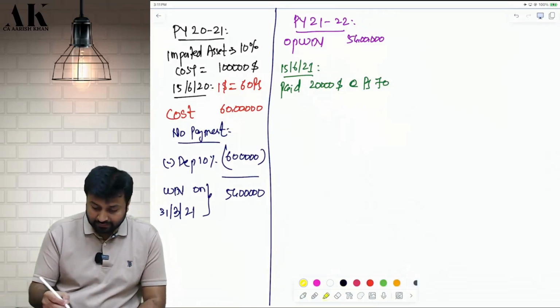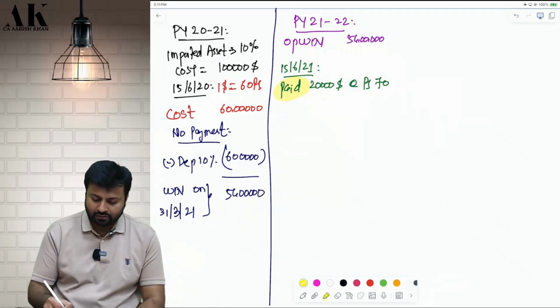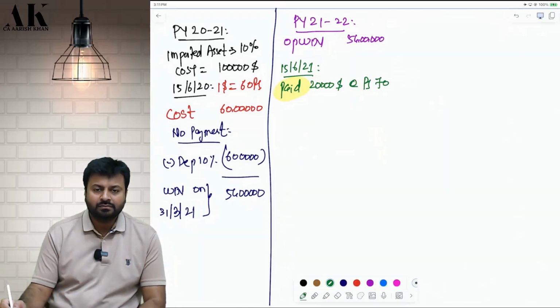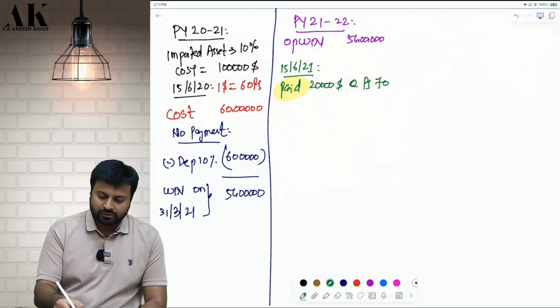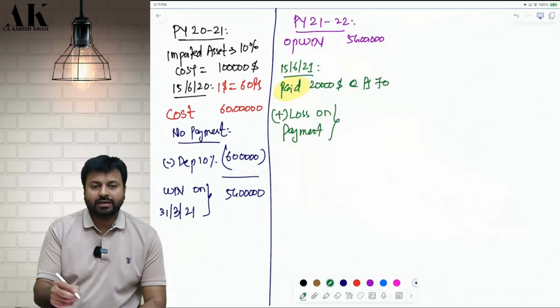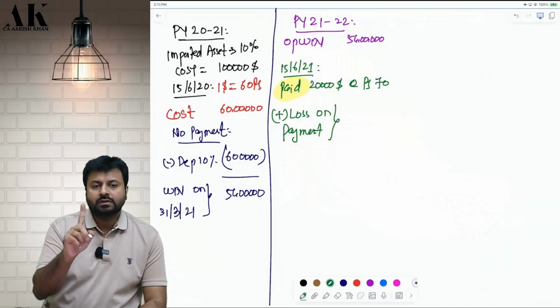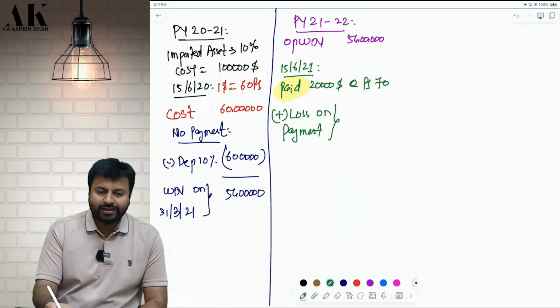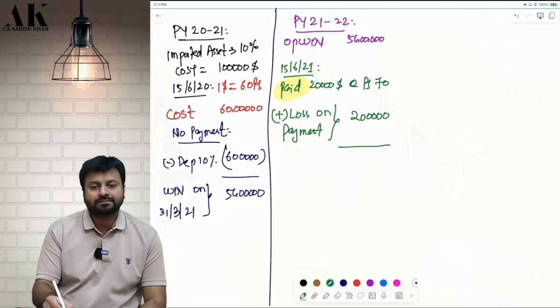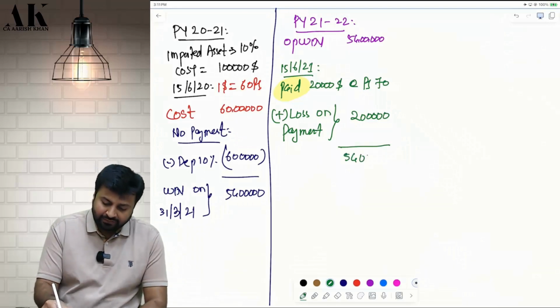So now I paid. Because I paid, section 43A will attract. Now is there a loss for me on payment? How much loss? 10 rupees loss per dollar. So this loss will be added back to the asset. Is everyone clear with this? It should be adjusted in the asset. How much is the loss? 10 rupees for $20,000, correct? So 2 lakh rupees is my loss. Is it clear? So now my WDV after this loss comes to 56 lakhs. Is it clear?